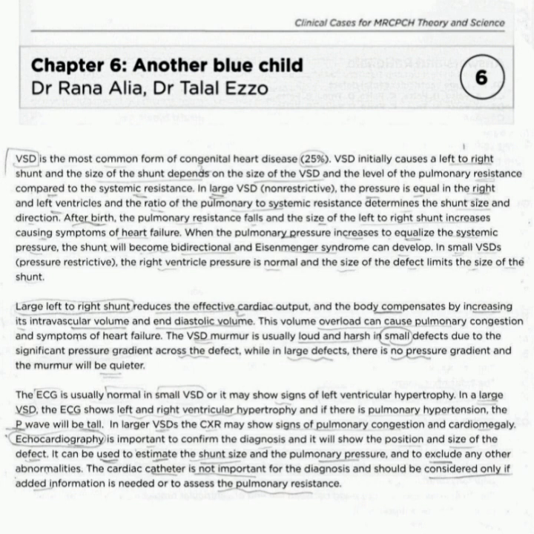So, we can understand that in small VSD there is left ventricular hypertrophy, in large VSD both left and right ventricular hypertrophy. And mainly important for diagnosis is echocardiography. Echocardiography is important to confirm the diagnosis of VSD. And the P wave is tall in ECG. That's also an important point.